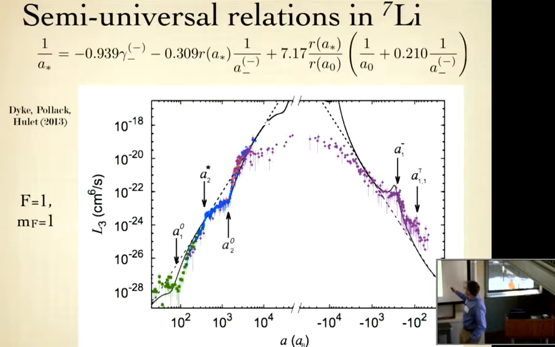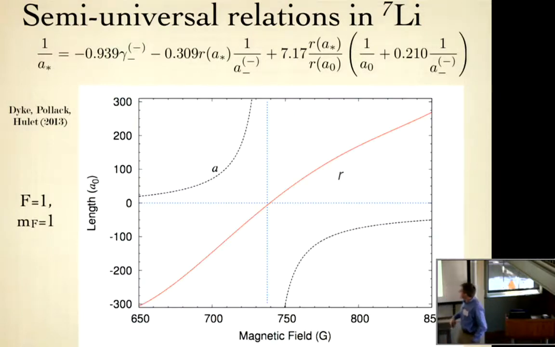So what I'm going to do is say that this one and this one have been measured, and I'm going to predict the position of this one. So I need two three-body inputs. I'll take this and this as my three-body input, and then I'll predict the position of the third feature. So here's what we call a semi-universal relation. In this semi-universal relation, it's important that the effective range also varies with the scattering length, but we can include this straightforwardly in the calculation. So if you know, and this is taken from the same paper, how the effective range varies as a function of the scattering length, you can just put that in and include it in the computation.